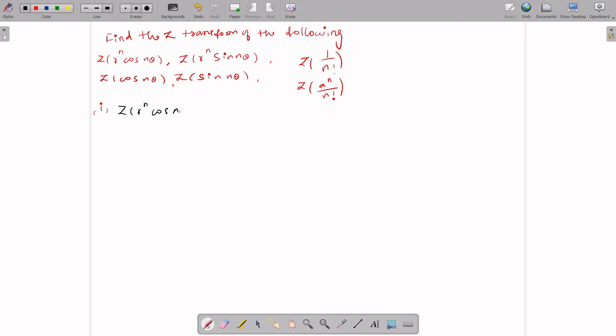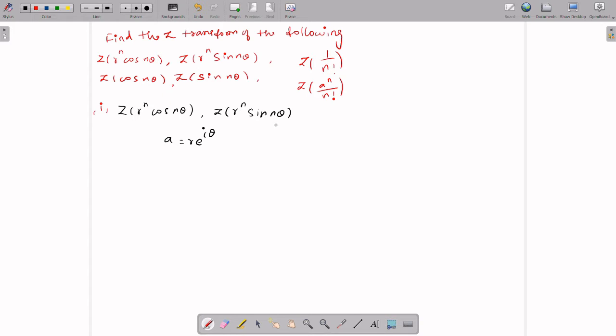How will you find out Z transform of r power n cos n theta and Z transform of r power n sin n theta? You have to use the term a is equal to r e power i theta. Using this relation, we have to find out Z transform of r power n cos n theta and r power n sin n theta.